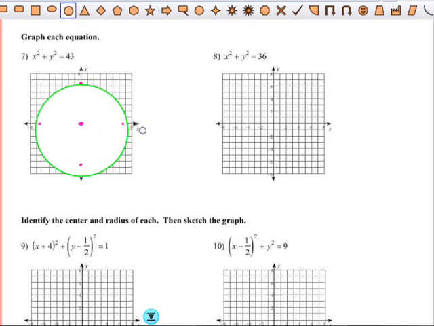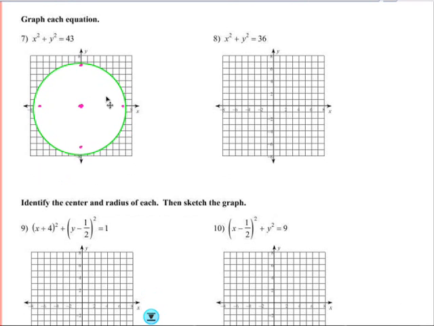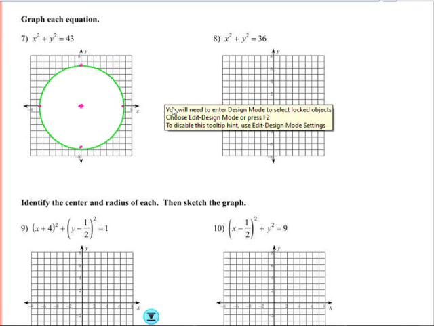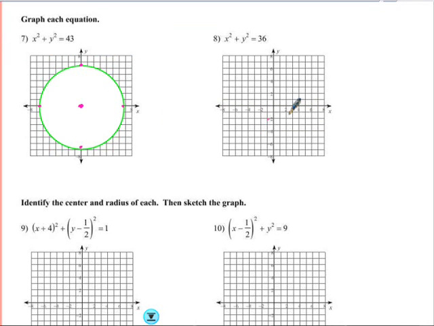Again, you're probably sketching yours. I'm making mine with the board here. As long as it's close enough, then we're good. Okay. Let's do another one. This one again, the center is 0, 0, and the square root of 36 is 6. So very similar to the other circle.